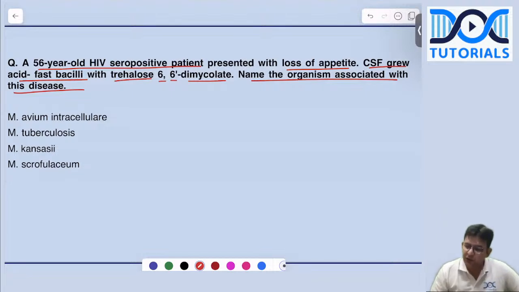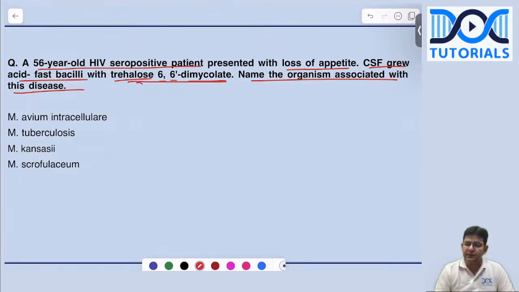Sean Parker has said B, Mycobacterium TB. Now my question to Sean Parker is why the answer is not A? Why is the answer not MAC? Why is the answer not Kansasii? Because they can also happen in HIV positive patients. Even MAC happens more, with a CD4 count of less than 50. That is also there. But I'm talking about this trehalose 6,6 dimycolate.